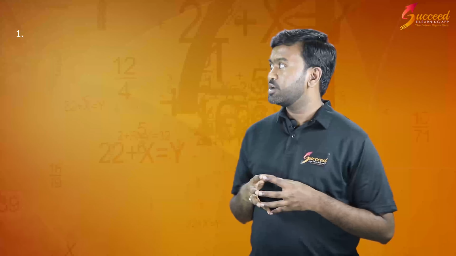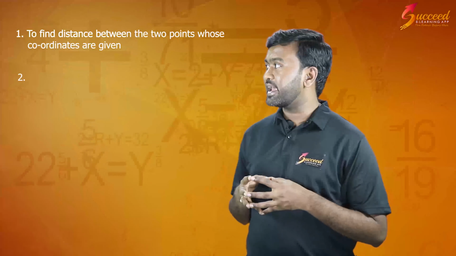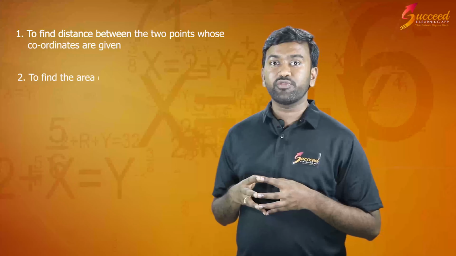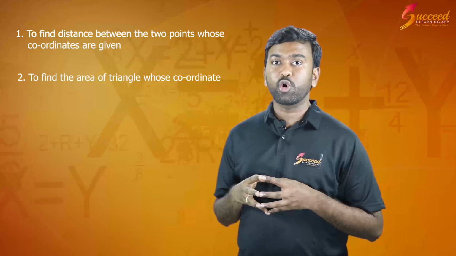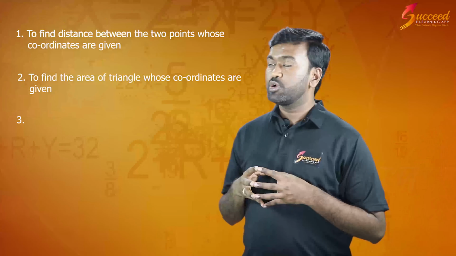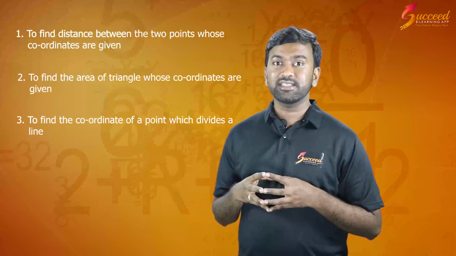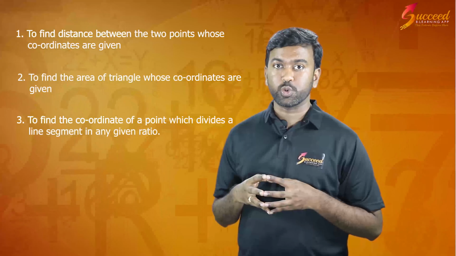Now, let us see what you will learn in this chapter. First, to find the distance between two points whose coordinates are given. Second, to find the area of a triangle whose coordinates are given. Third, to find the coordinates of a point which divides a line segment in any given ratio.